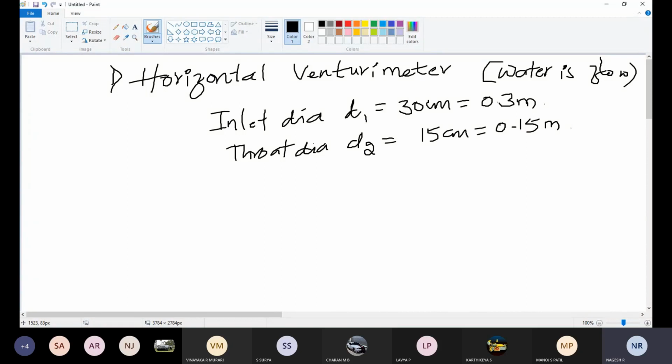So this will be describing the value of X. 20 centimeter of mercury. Then determine the rate of flow. I need to determine the rate of flow, that is Q.